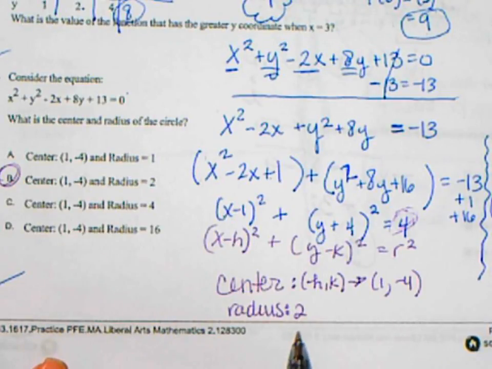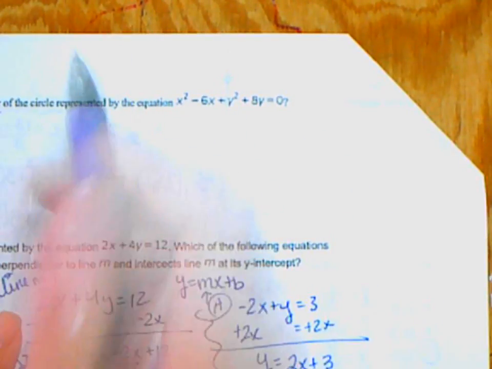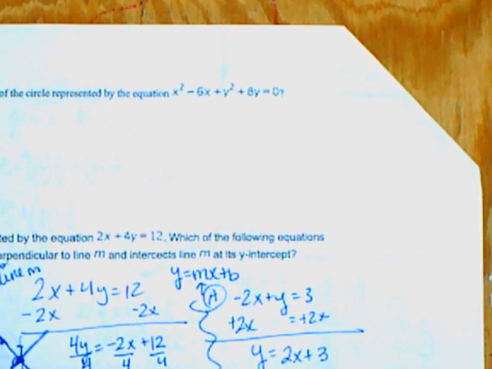All right, number 10. Pause now. What is the diameter of the circle represented by x squared minus 6x plus y squared plus 8y equals 0?